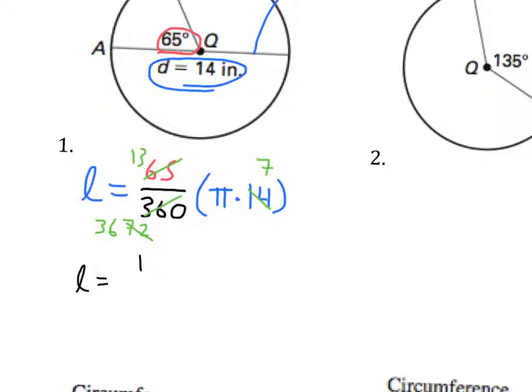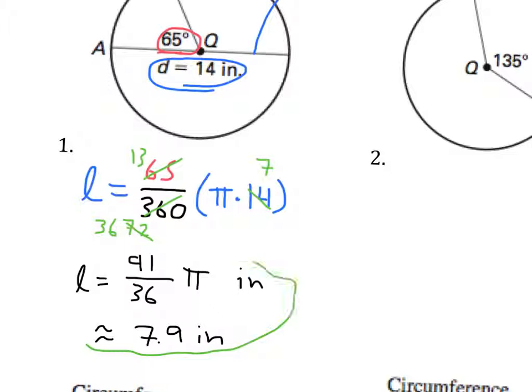And so now we finish up. 13 times 7 is 91. 36 is downstairs. Pi is there. So here's my exact answer. And calculate to approximate to get approximately 7.9 inches.